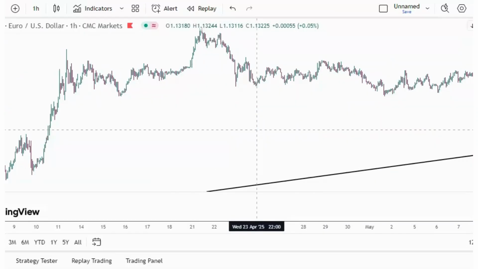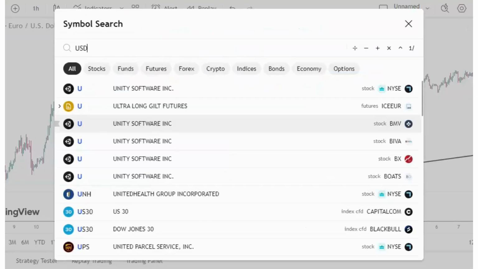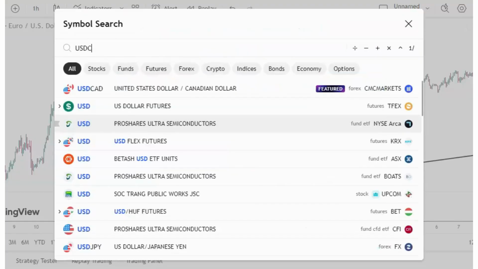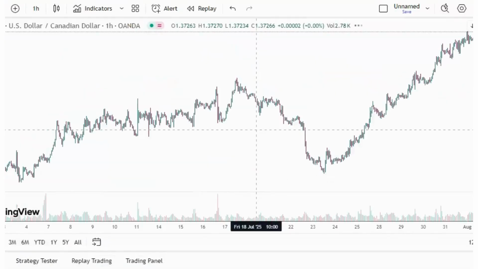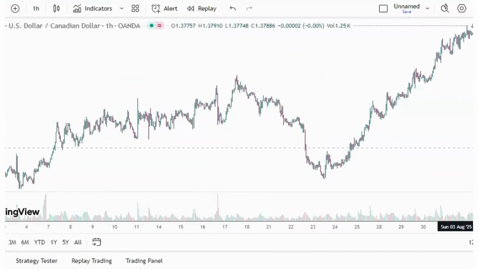Let's go randomly to any other chart. Let's go to USD Loonie, USD CAD.